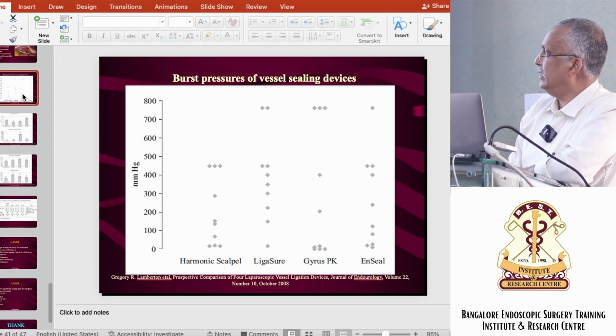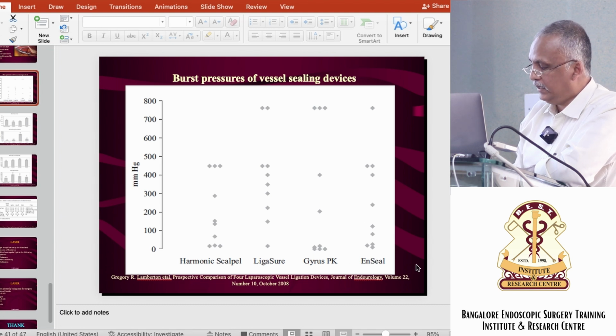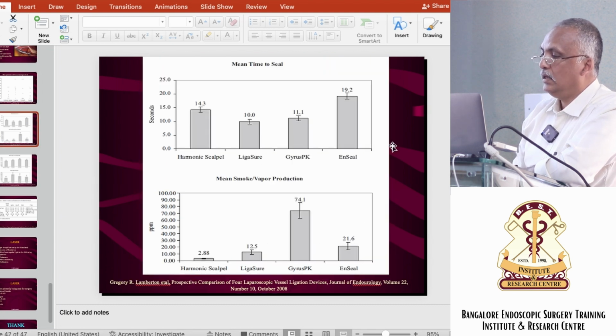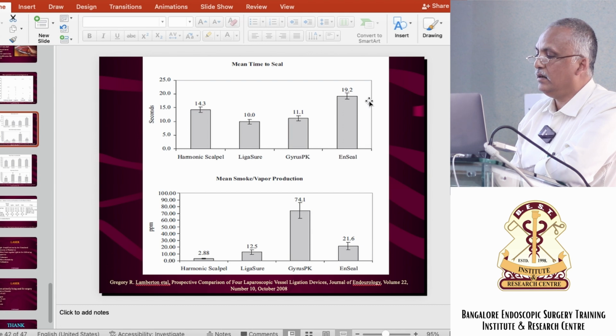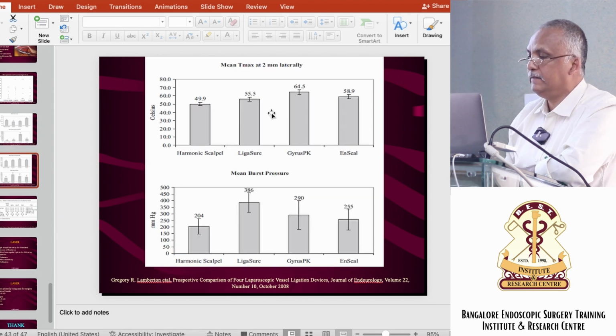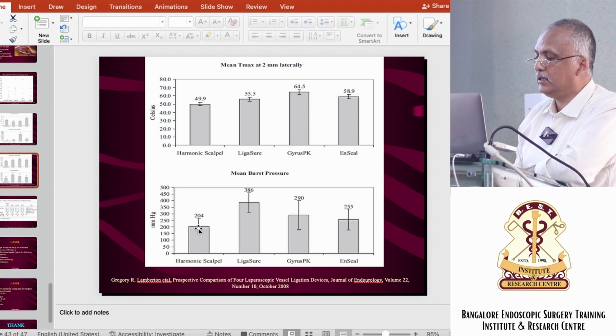So I started talking about harmonic, LigaSure, Gyrus and Enseal. The amount of temperature they can cause, the amount of pressure each one applies. The time it takes to seal, LigaSure takes the least amount, and smoke also is least in harmonic scalpel when compared to the others. This is the lateral injury, how much lateral injury it causes. This is the burst pressure.